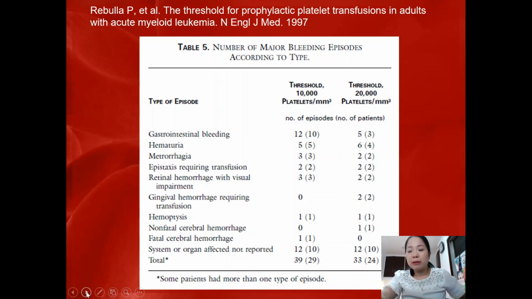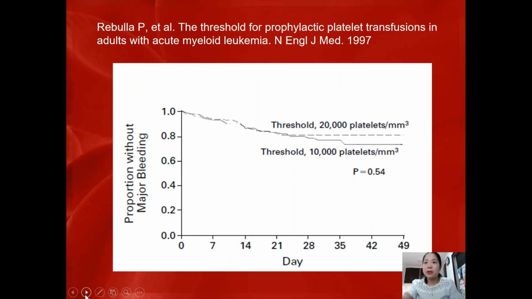So several studies have actually been done, like this one for patients with acute myelogenous leukemia being given prophylactic platelet transfusion, whether at a 10,000 or at a 20,000 threshold. Their bleeding is written as such. And this study showed that there was no significant difference in bleeding when you give prophylactic platelets at 10,000 or even 20,000. Same as this.